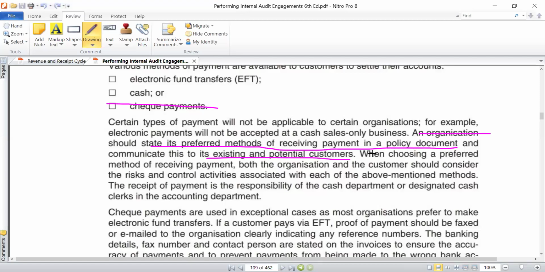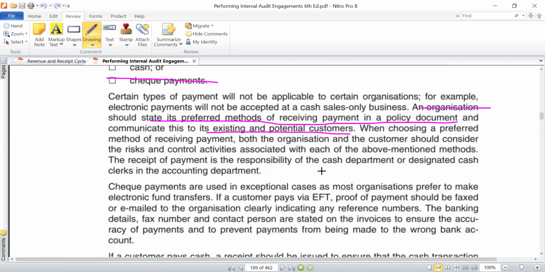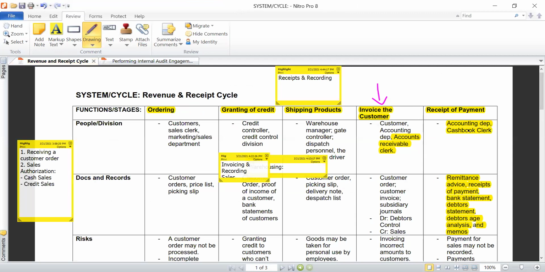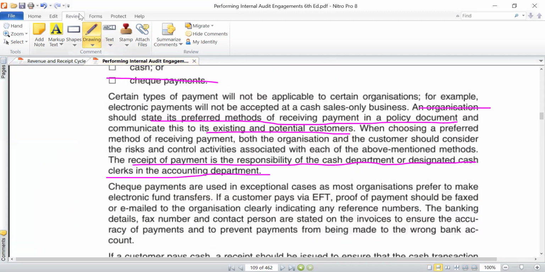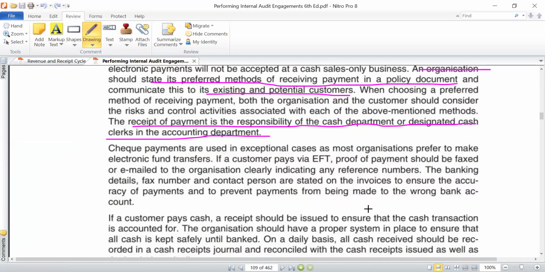So hence I'm saying, I've already explained it to you, the method of payments should be defined in the company policy, communicated to the customer, and they have to reach agreement or consensus when it comes to that. Like I said earlier, the receipt of payment is the responsibility of the cash department or designated cash clerks in the accounting department, which is what I've already identified for you, and we see the involvement of a cash book clerk. So they're the ones that deal with this.